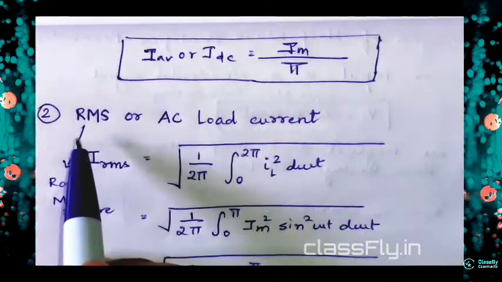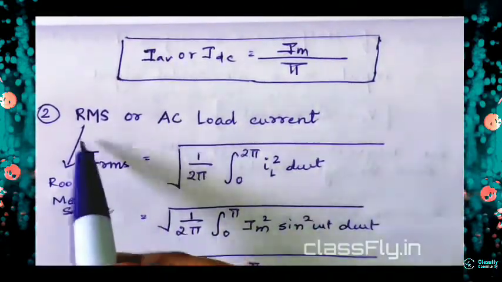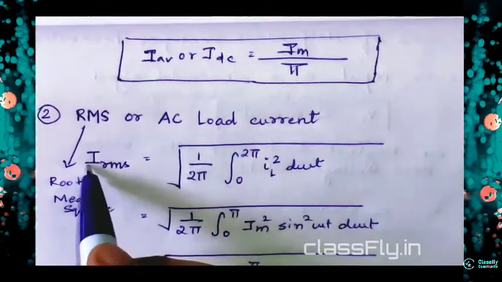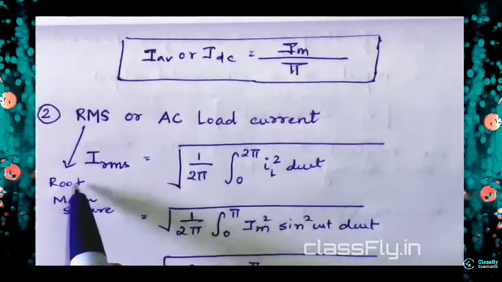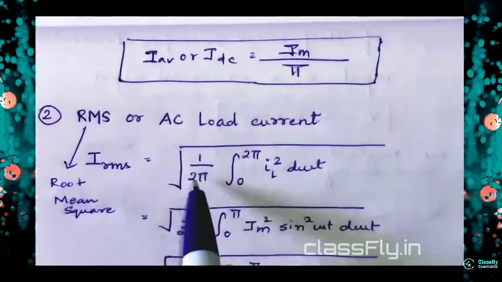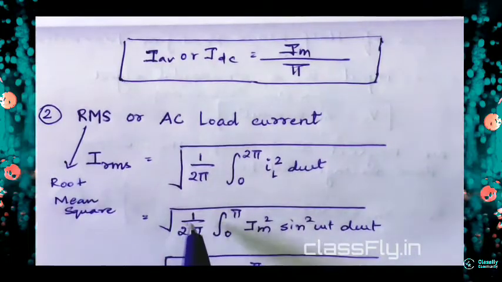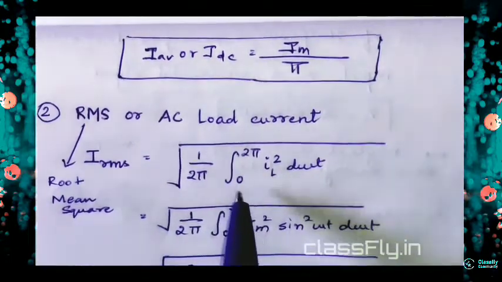The second parameter is RMS or AC load current. RMS is root mean square. We are finding current, so I will be capital, RMS. Root mean square: we are taking the root, mean means average, and we are doing the square. So 1 by 2 pi, we will take from 0 to 2 pi.